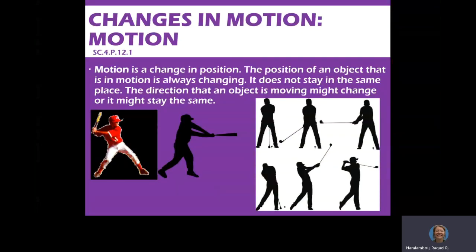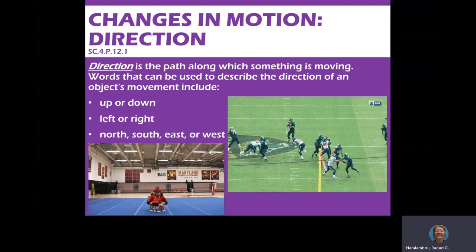Motion is a change in position. The position of an object that is in motion is always changing. It does not stay in the same place. The direction that an object is moving might change, or it might stay the same. So in golf and baseball, you really want to hit the ball in the same direction, but it doesn't always go in the same direction. So motion is the change in position. Direction is the path along which something is moving. Words that can be used to describe this: up, down, left, right, north, south, east, west. The way that it is moving, the direction.